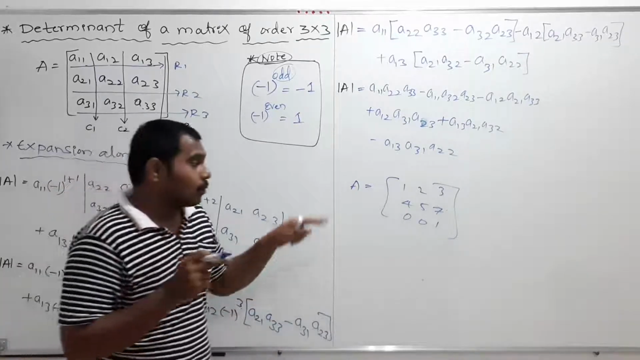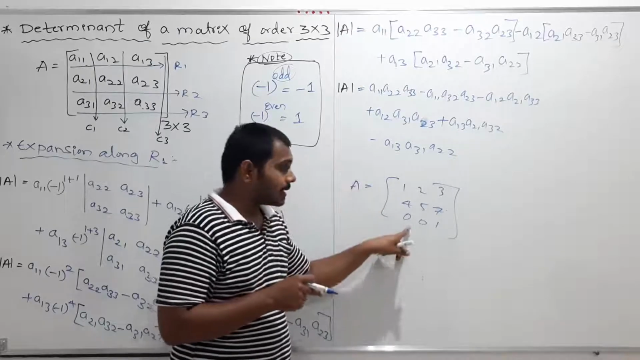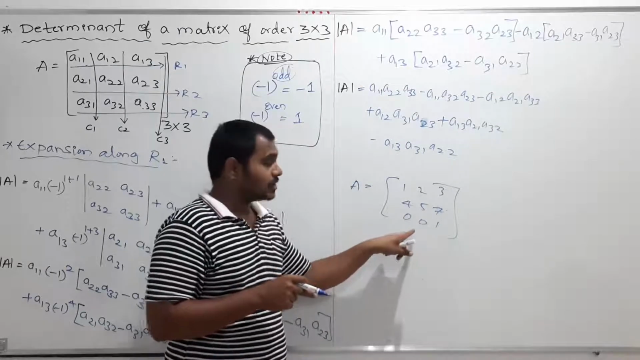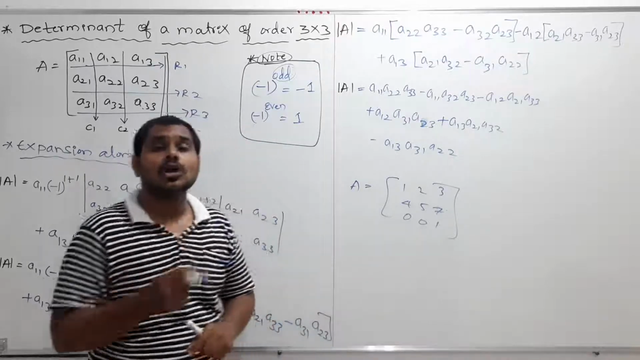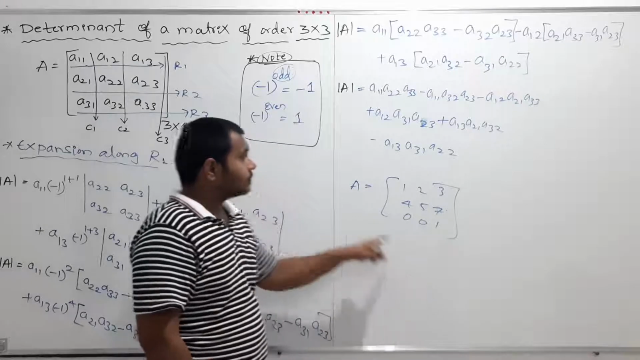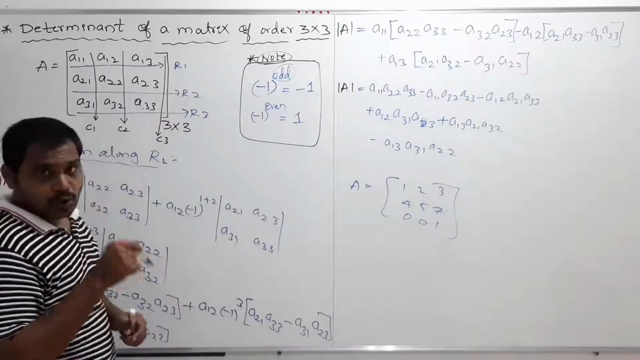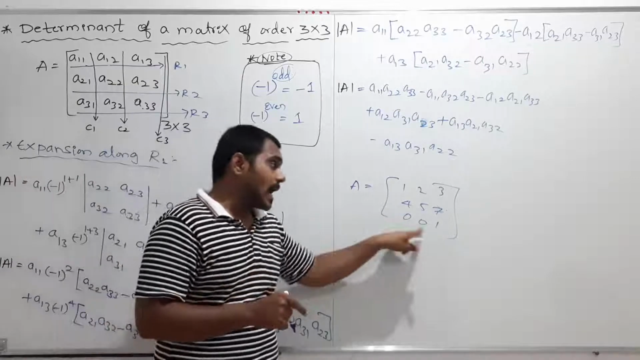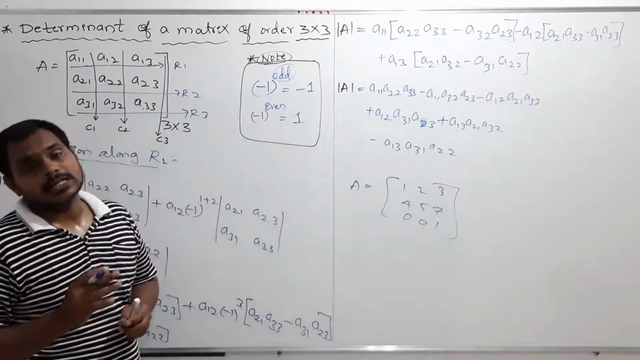So whenever the given matrix is 3 cross 3, and the maximum number of zeros are there in any row or column, please try to expand along that row or column where the maximum number of zeros are there. That row or column you should expand.